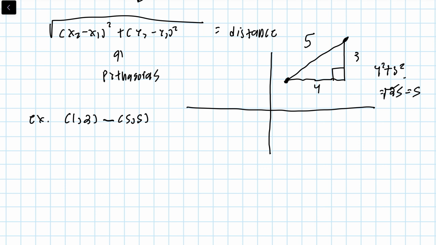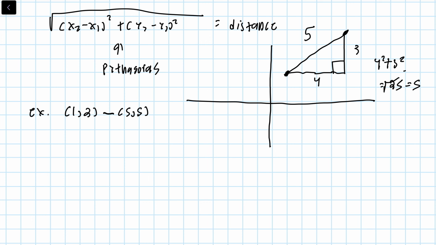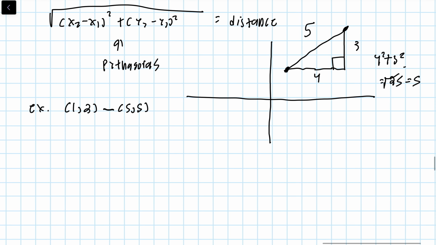However, I'm going to prove to you why the distance formula actually matters and why it works, and why it's better than relying on a triangle. So look, we already figured out that the distance was 5, right? But now we have to prove it with the formula.